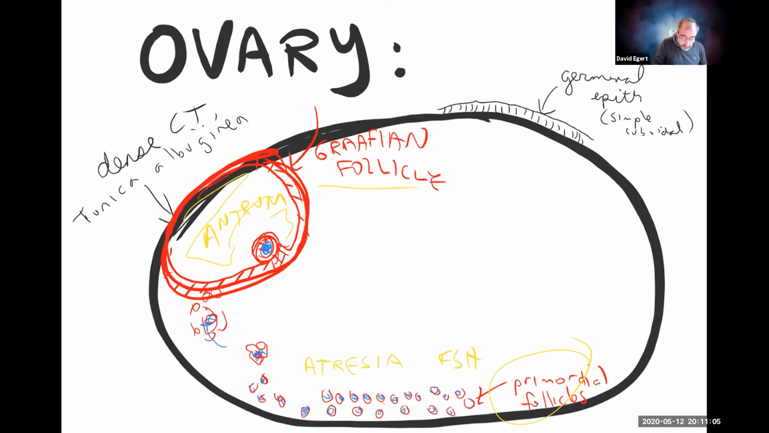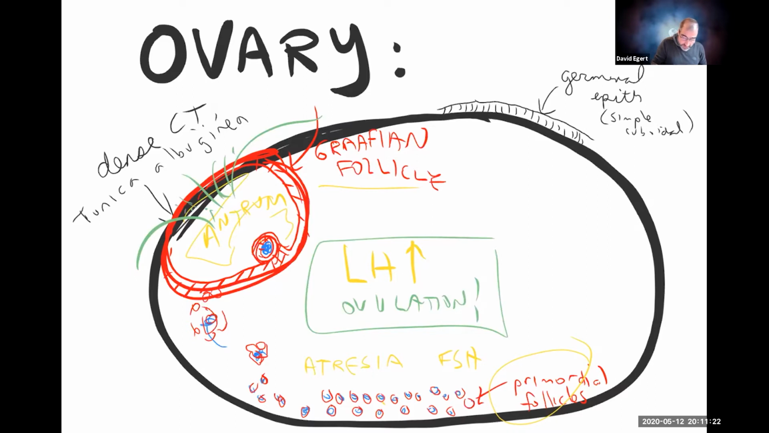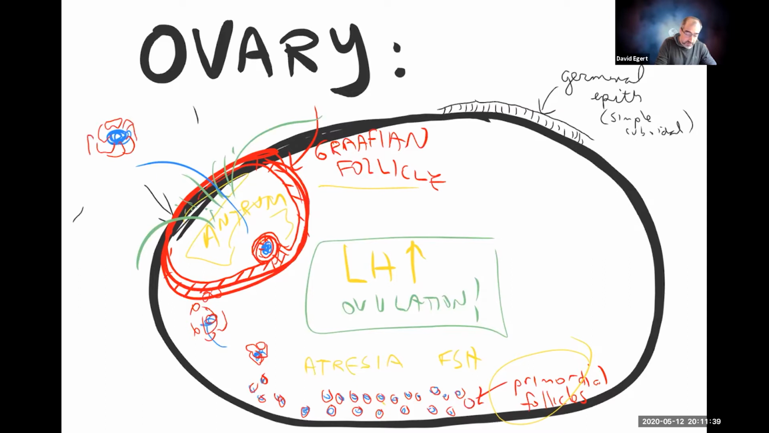So when LH comes, then this thing pops. Ovulation. The egg is going on a journey. So the egg is going to go off and hopefully get swept up into the fallopian tubes. We'll talk more about its ultimate destiny later. So that's ovulation.